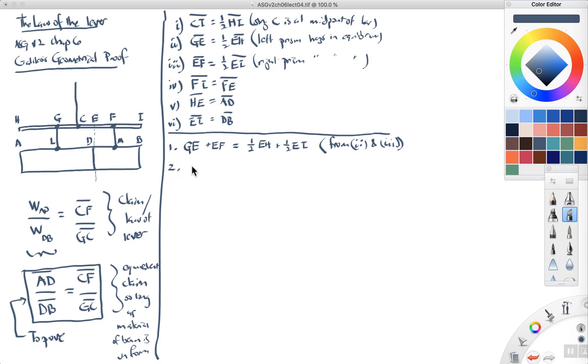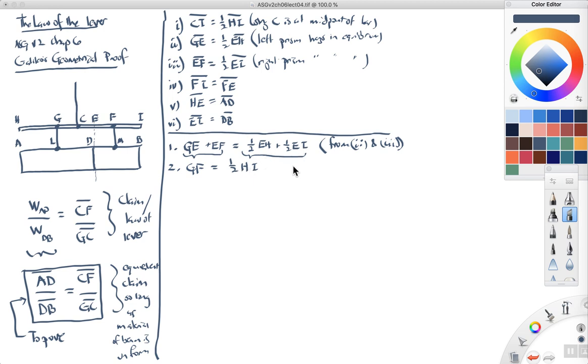Step 2 is that GF is equal to 1/2 of HI. And this follows because GE and EF is just the same thing as GF. So if you take GE and EF, that's just the whole segment GF. And likewise, EH and EI gives you HI, that whole distance right there, right? So 1/2 EH and 1/2 EI is going to be 1/2 the whole distance HI.